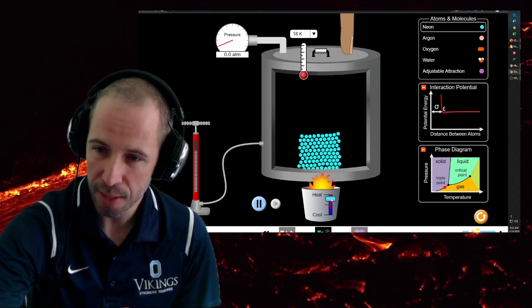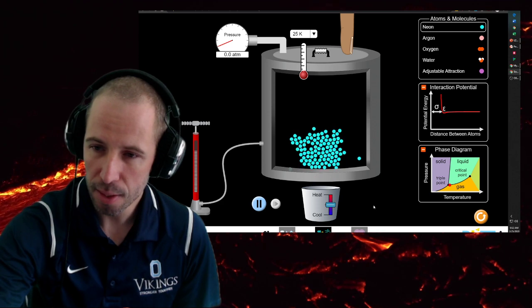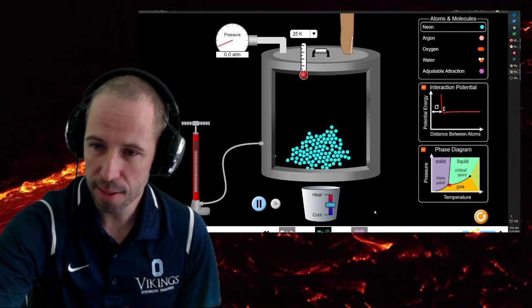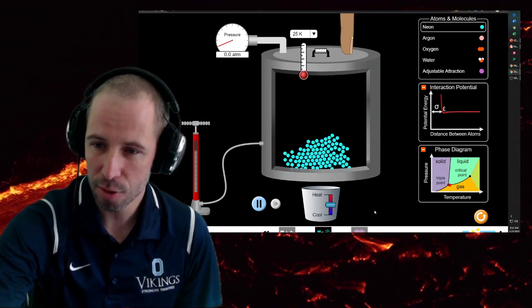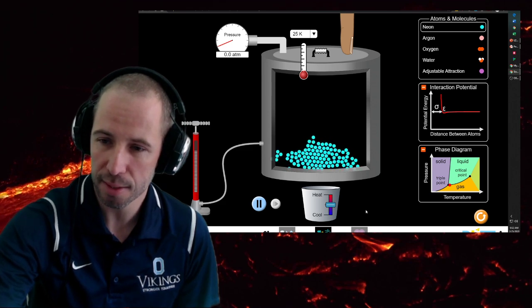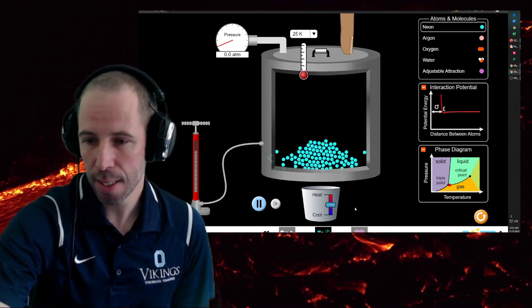Let's shake them up a little more, add some thermal energy. Now they are generally stuck together, but the shape continues to change. They're spreading out to a new shape to fill the bottom of the container. We have now reached the liquid stage.